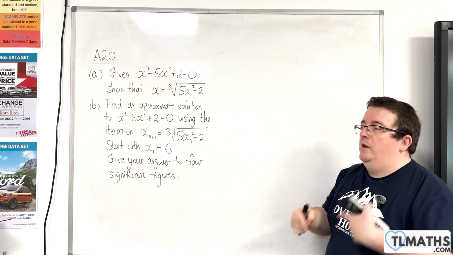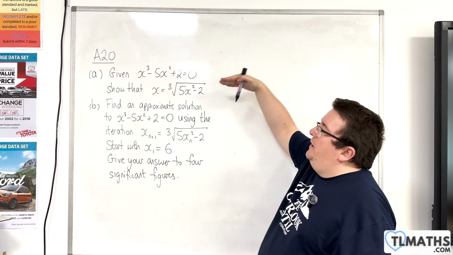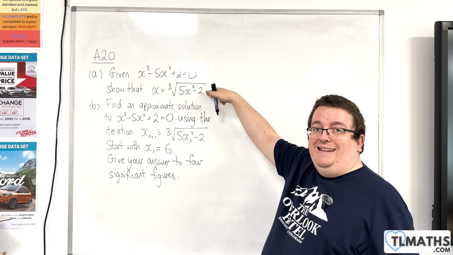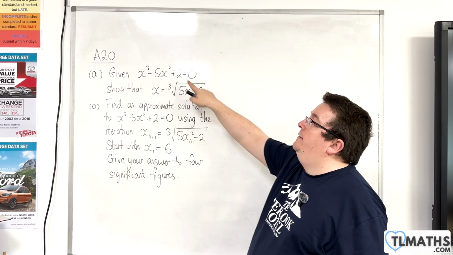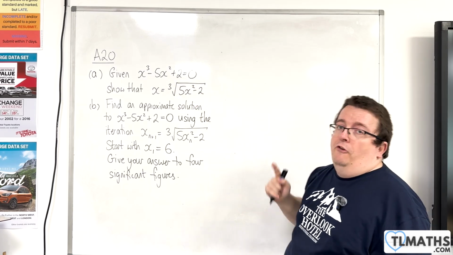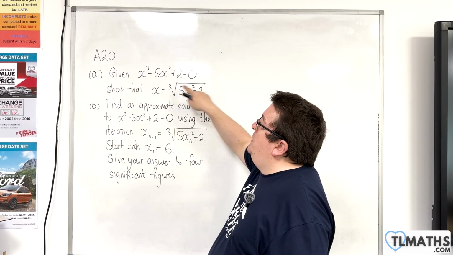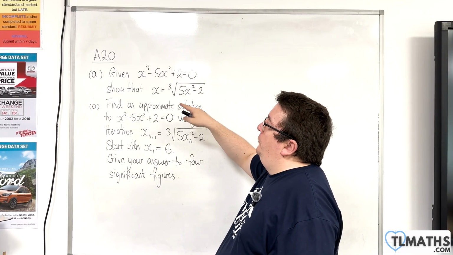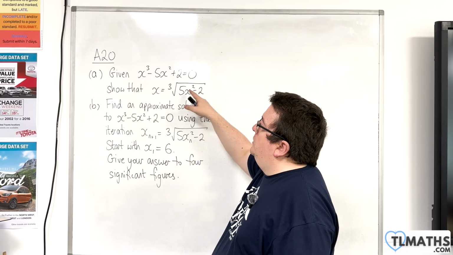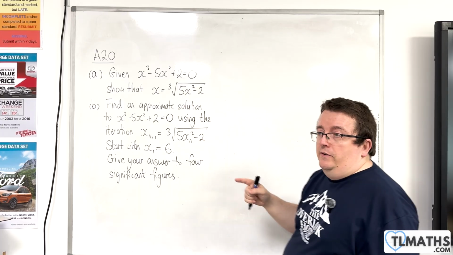If you can't spot it, my top tip is thinking about starting with where you need to get to. Can you rearrange that into that form? And quite often it's easier to spot that. So to get rid of the cube root, I'd need to cube both sides, and then I could subtract the 5x squared and add 2 to both sides.